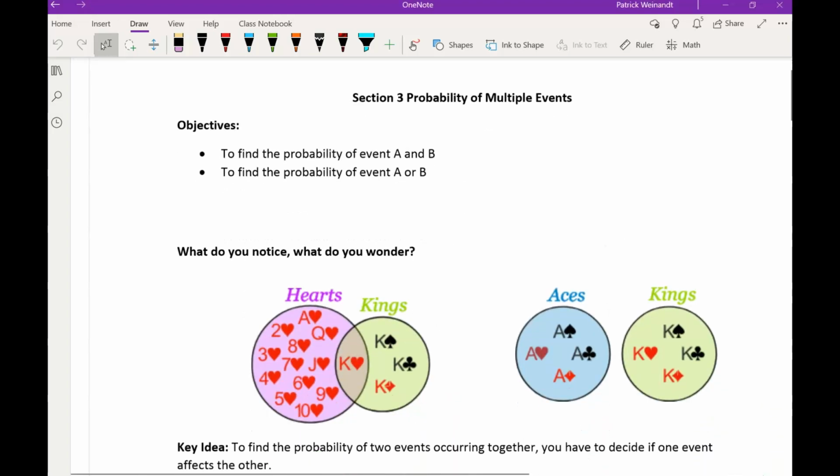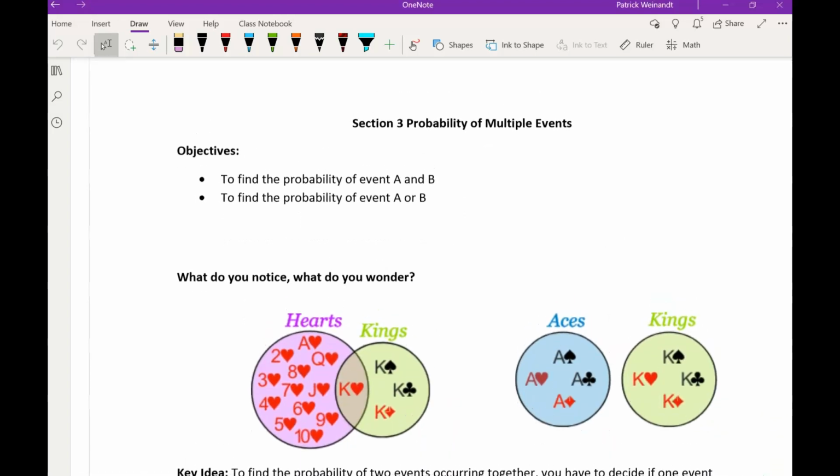Hello, Algebra 2 students. Today, we're going to be working with more probability. We're going to be working with probability of multiple events. Okay? We're going to be working with a couple different definitions: dependent events, independent events, mutually exclusive events, and so on and so forth. Our objective is to find the probability of an event A and B occurring, and to find the probability of an event A or B occurring.